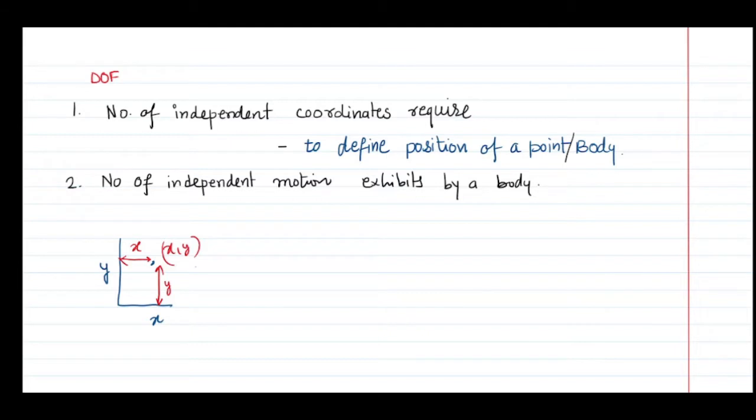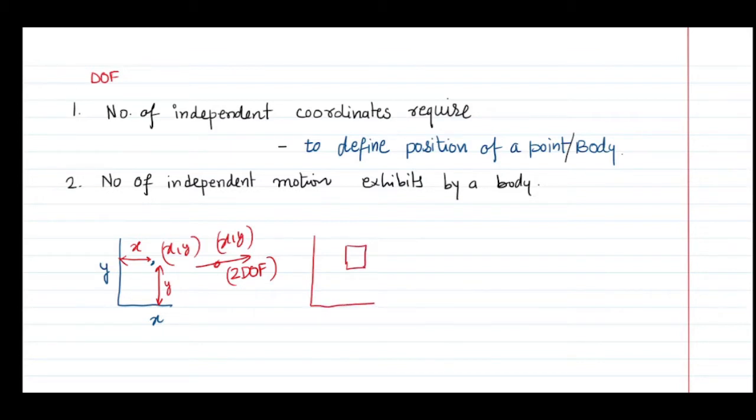Or suppose the point is moving in the space, and for a given instant of time I want to define the position. Here also again I need X and Y. That means a point in the two-dimensional space will have 2 degrees of freedom. Instead of a point, if we are having a body, in case of a body an additional degree will be added.